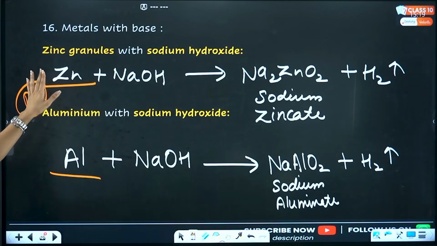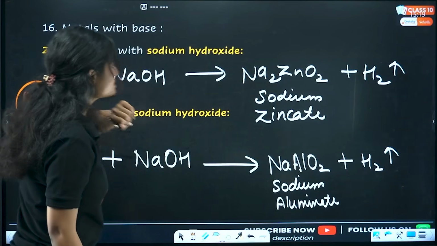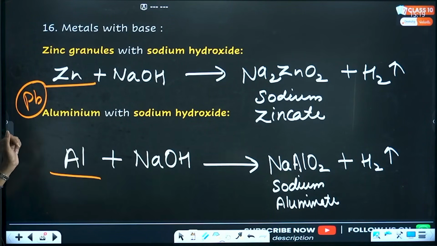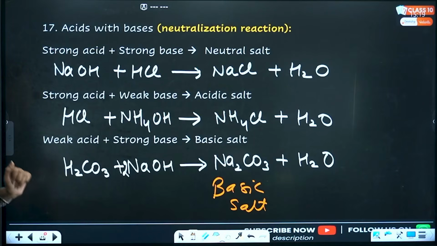When bases react with metal, we get salt and hydrogen gas. These are two important salts, sodium aluminate and sodium zincate. Now you look at their preparation. Because these three metals, zinc, lead, aluminum, they all are amphoteric. That means they react with both acids and bases.